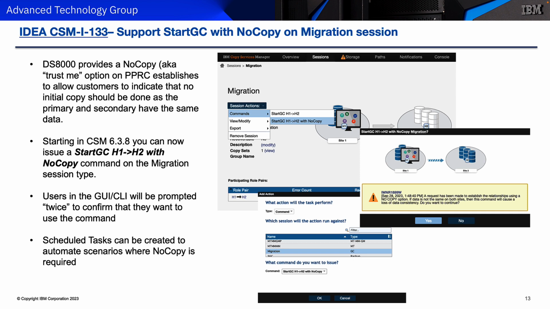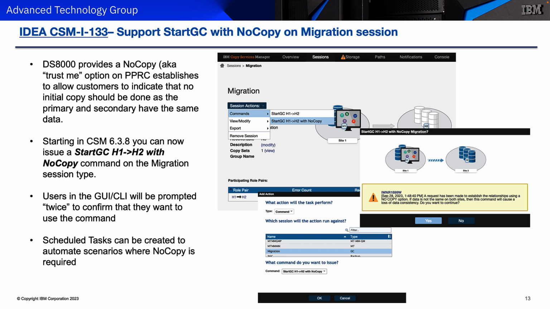So what we did is decide to add this command into our migration session. This isn't possible on any of the other session types. But with our migration session in particular, we felt that a lot of scenarios might use NoCopy in a migration case, so this made the most sense. And now you'll see on the migration session a StartGC H1H2 with NoCopy. This will issue that start in a global copy mode to the hardware, but specify NoCopy on it, so it's doing that trust me.